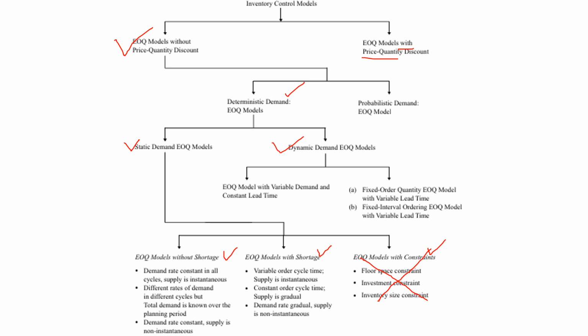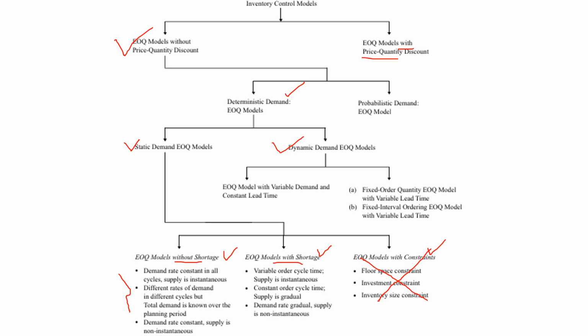It is subclassified into deterministic and probabilistic. The deterministic is subclassified into static and dynamic. In the static, there are three subclassifications. Among those, we are going to discuss two models, the EOQ model without shortage and with shortage. Subclassifications also exist here, so we will discuss them in the coming lectures.